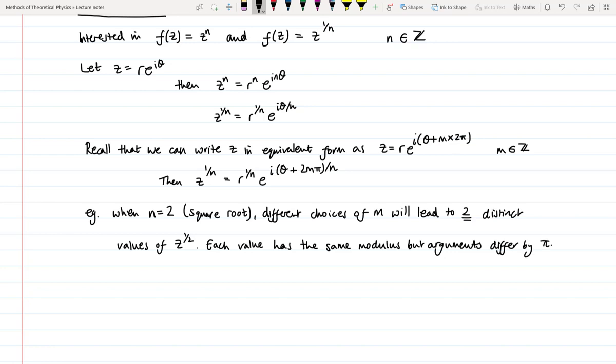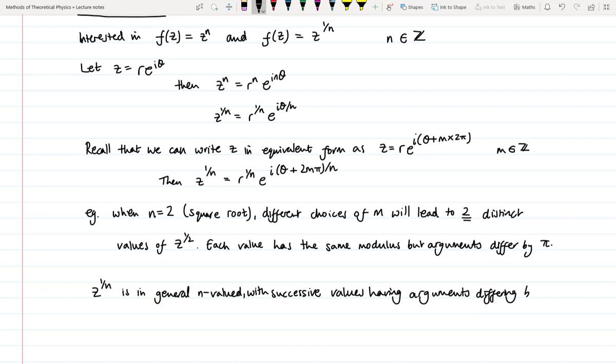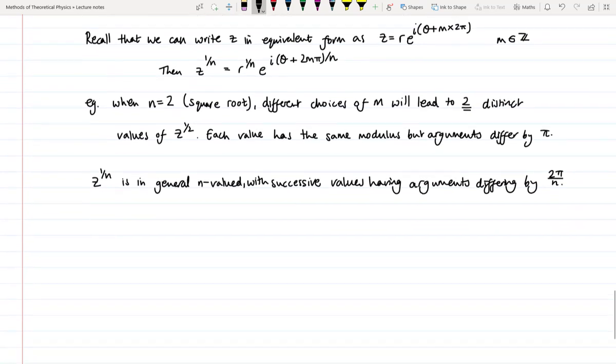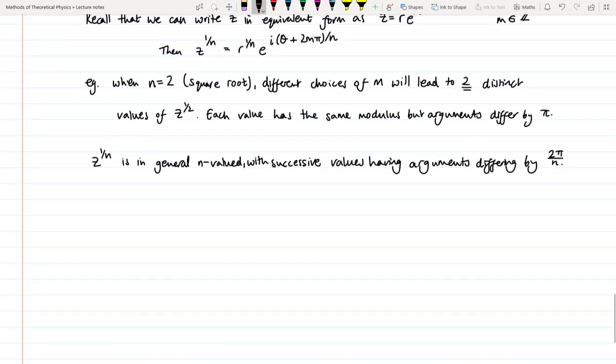And in fact, the nth root of z is in general n valued, with successive values having arguments differing by 2 pi over n. The best way to see this is to consider a concrete example.